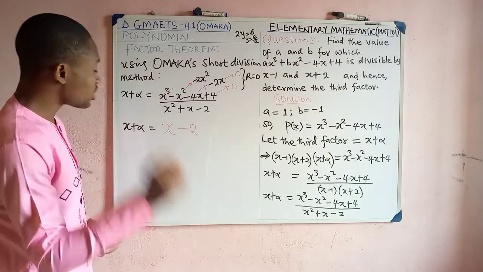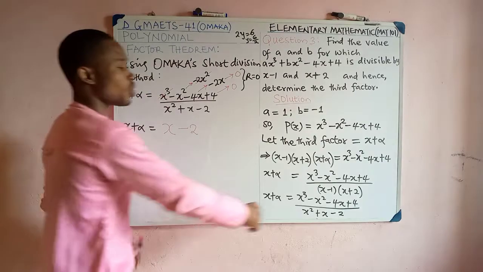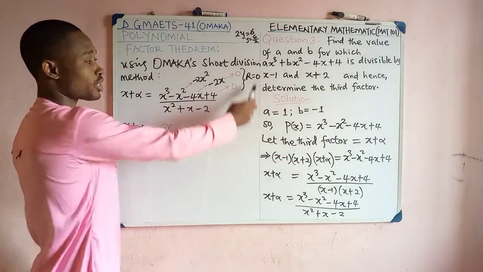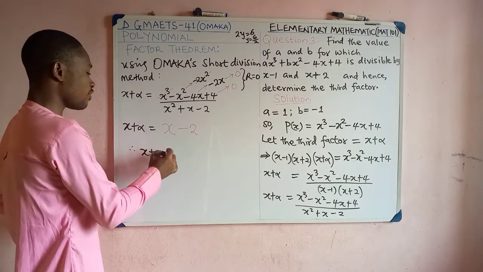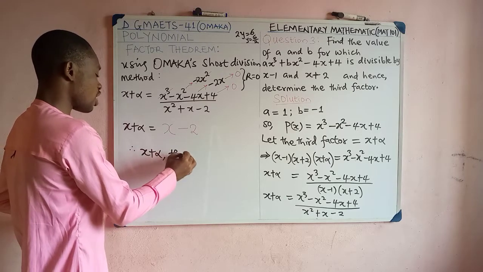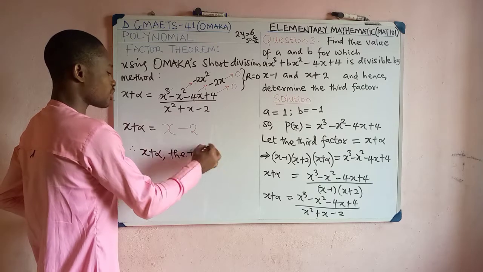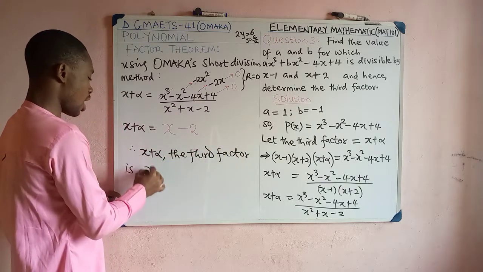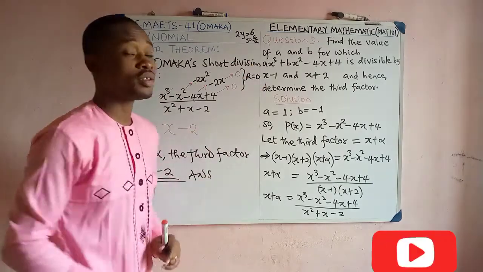It simply tells us that this x plus alpha we are looking for is actually a factor of this polynomial. Remember factor theorem. Remainder is expected to be what? 0. Therefore, consider x plus alpha, the third factor. The third factor is x minus 2. So that's the solution to this problem.